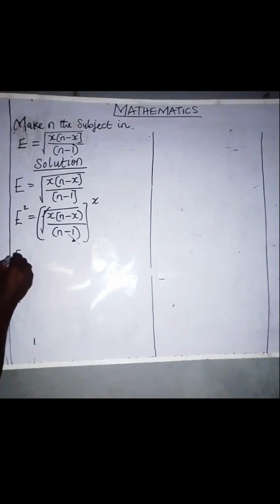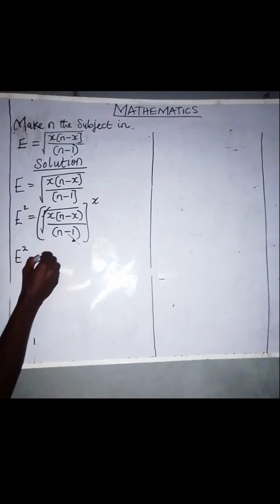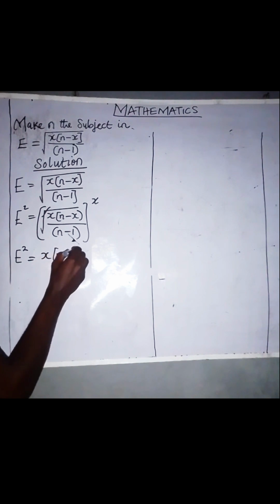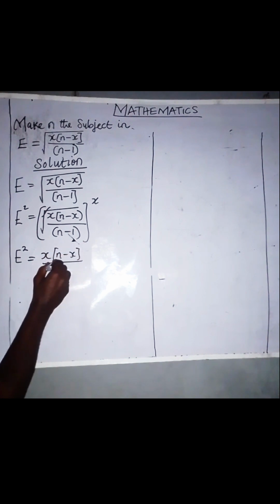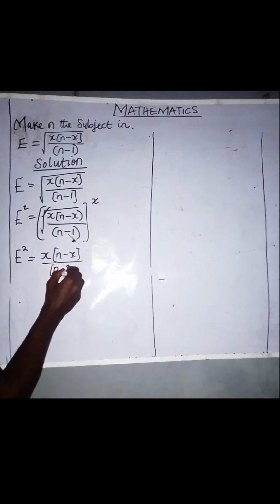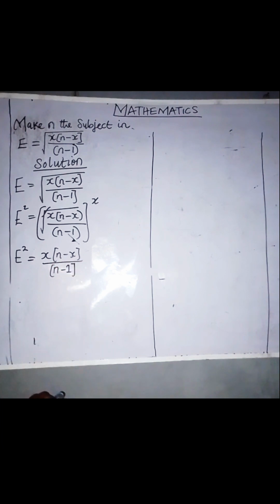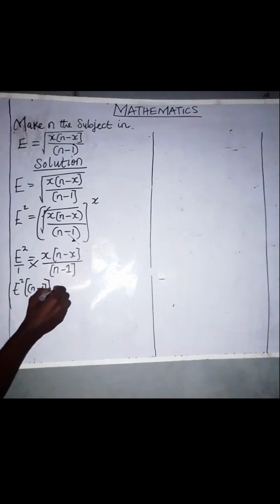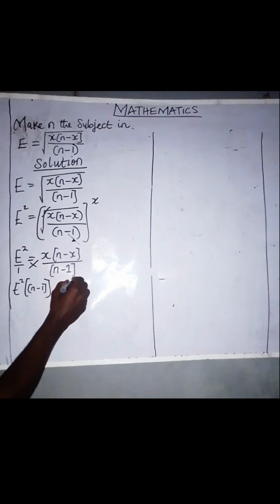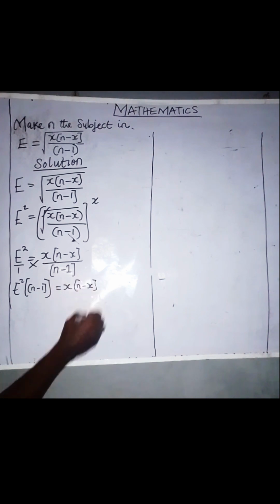Good. So I'm now left with E square equal to x open bracket n minus x over n minus 1. Right. Now from here I can easily balance this over 1 and cross multiply. So I'm cross multiplying from here. It becomes my E square multiplied by, let me use a bigger bracket here, n minus 1, equal to what I'm left with, which is x open bracket n minus x.